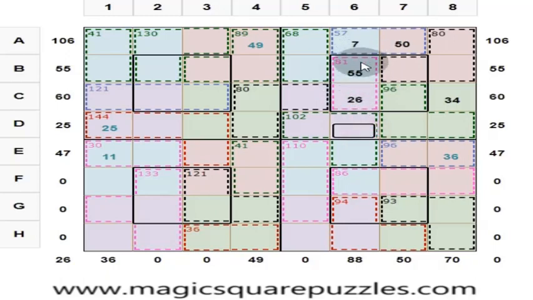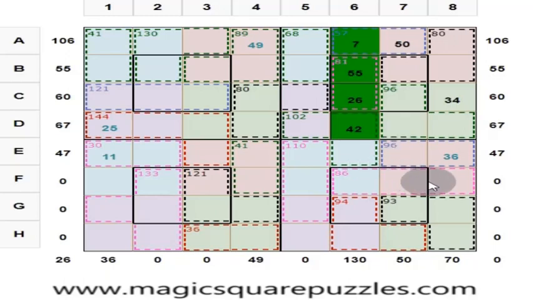And what is this? This is 7 and these 2 are 81. 81 plus 7, 88. This is 130 minus 88, 42. Okay, and what is this? These 2 numbers are 96. This is 36. This is 96 minus 36, which is equal to 60.